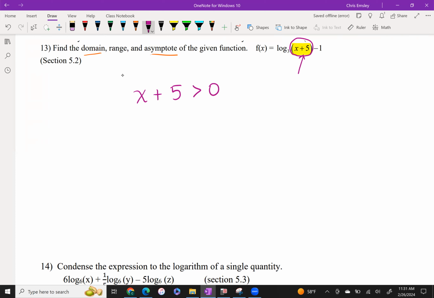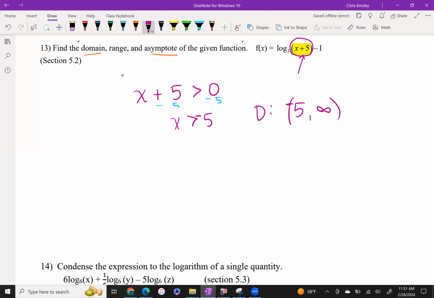If I subtract that 5 from both sides, x is greater than 5. So there's our domain. It's from 5 to infinity. Parentheses, because we're not including 5 as part of our domain. Okay, that has to be excluded. Oh, do you see my mistake? Hopefully you caught it. I'm going to subtract 5 from both sides here. So that's actually negative 5, x greater than negative 5. Okay, so that gives us our domain.